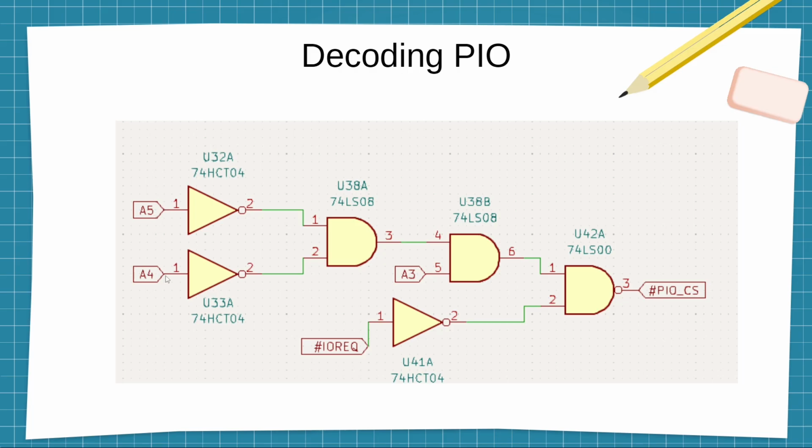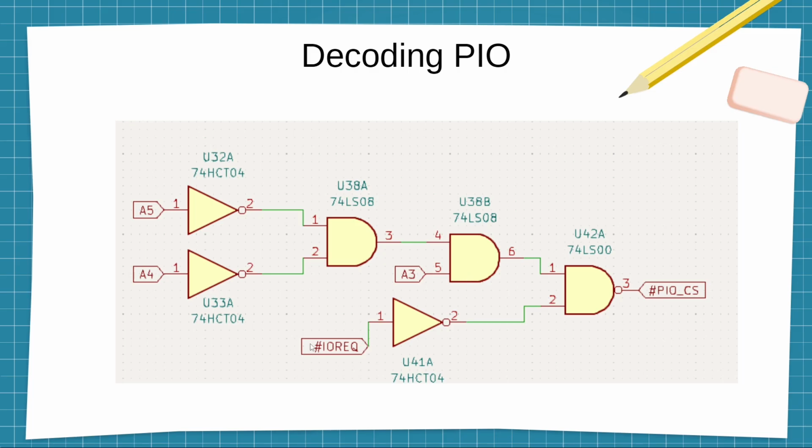So A5, A4, when they are low, this is an AND gate, and when it receives two 1s on the inputs, the output of the AND gate will be 1. So if A5 and A4 are 0, then this output is 1, and it goes to another AND gate. And the second input of this AND gate is A3. So when A5, A4 are 0, and A3 is 1, the output of this AND gate will be 1.